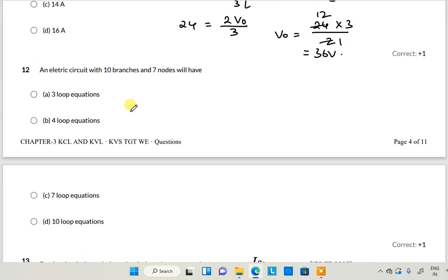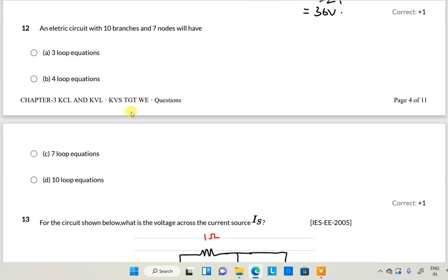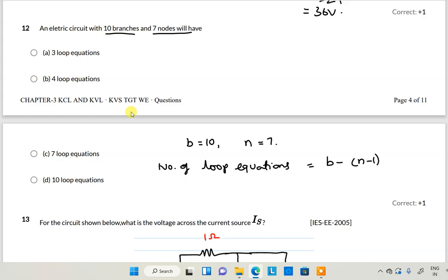Next one, question number 12. An electric circuit with 10 branches and 7 nodes will have how many loop equations? Branches is equal to 10, number of nodes is equal to 7. The formula for the number of loop equations is B minus N plus 1. So 10 minus 7 plus 1 will be equivalent to 4. So 4 equations. Option B is the correct option.